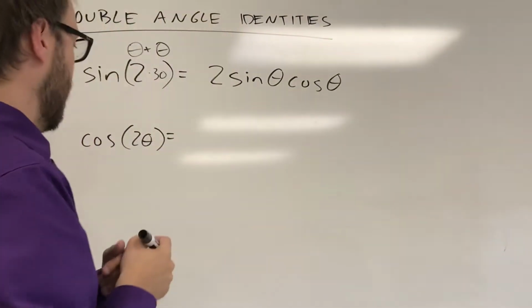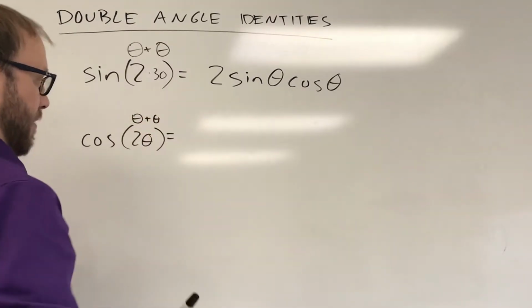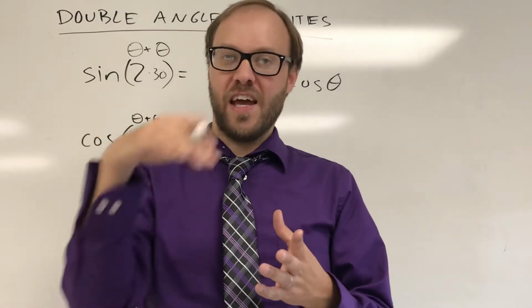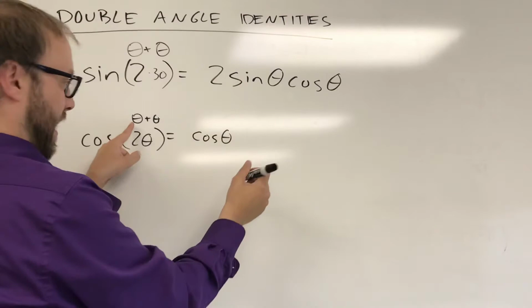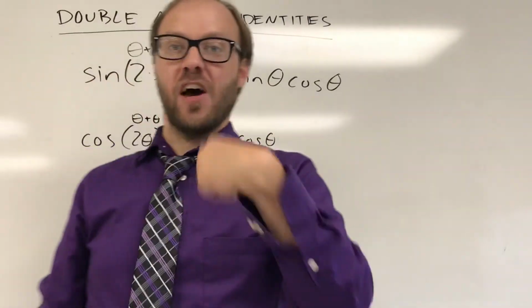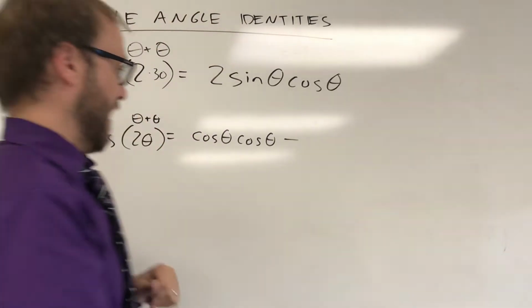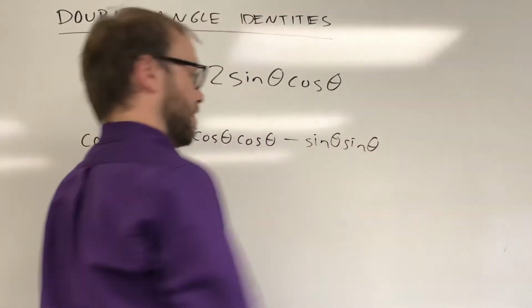Cosine of 2 theta is a little bit messier, okay? And let me show you why. So same thing, I can say I'm going to do a theta plus a theta here, okay? If you remember the cosine identity, you take the cosine of your two angles first. So that's going to be cosine of the first angle, theta, times the cosine of the second angle, theta. Remember, for a sum, you subtract the two angles, and then you take the sine of your two angles. So that's going to be sine of theta times sine of theta, all right?